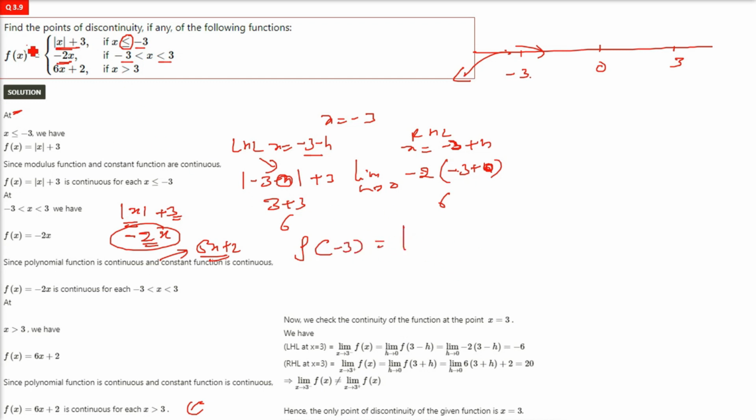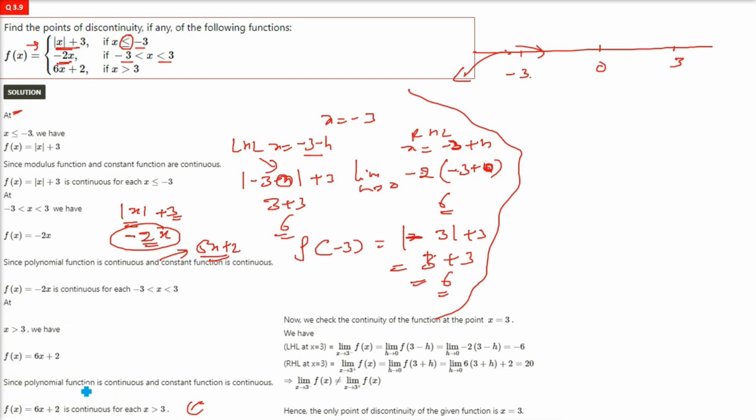So mod, put it -3 here. -3 will be +3. And we have a 3 here. So this is going to be 3 plus 3, which is going to be 6. Okay. Now what you see here is all the three values are same, and this is the point of continuity. This function is continuous at x equals -3.